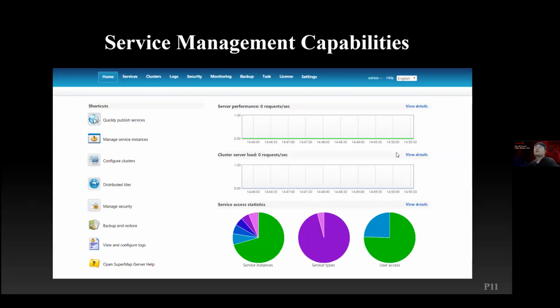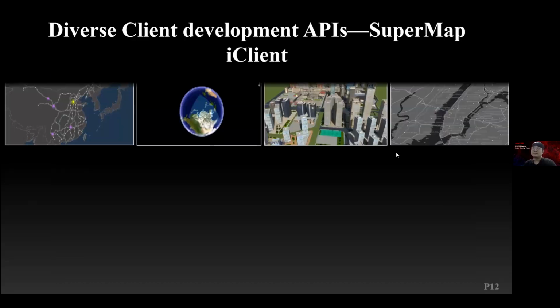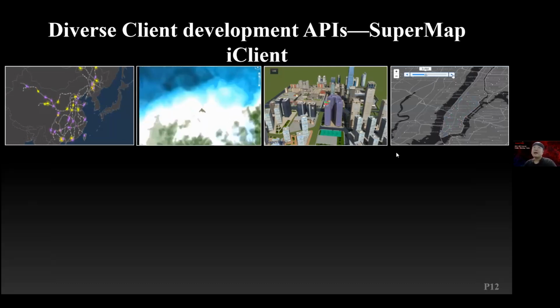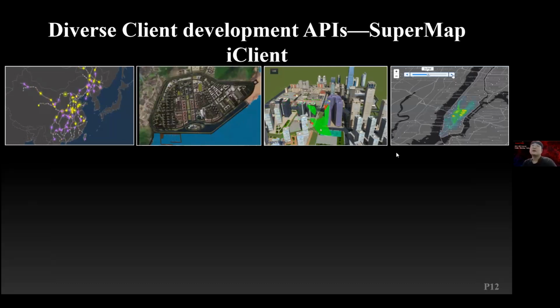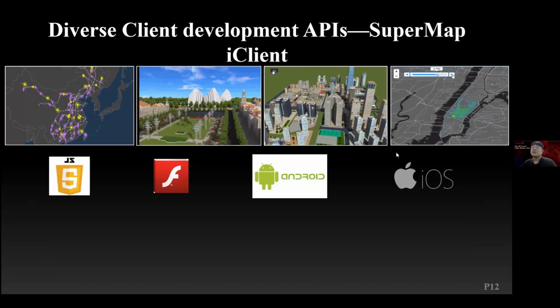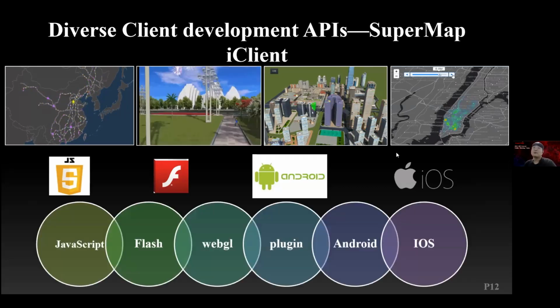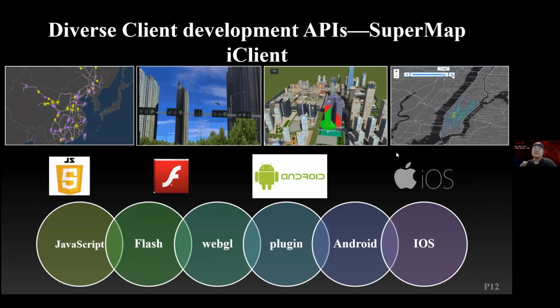Okay, and now what we are seeing is the service management capability. This is the back end of iServer management. From this page, we can achieve all of the management work about iServer, and also we can get the statistics of service access. After we publish our spatial data using iServer, we need to use SuperMap iClient to develop our services and our applications.